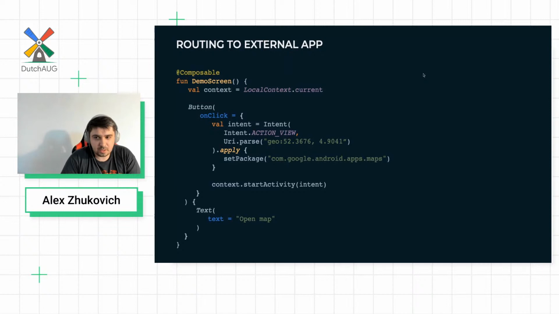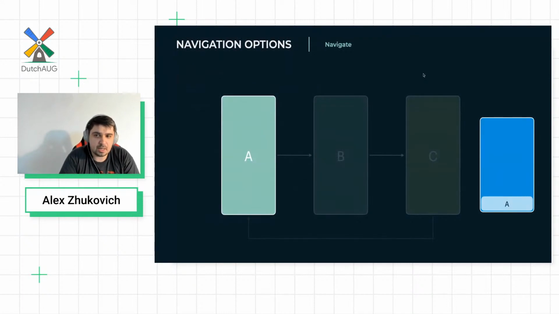The really important thing is that if you want to get the current context, you should do it inside a composable function. But if you take a look inside the onClick function, onClick is not composable. So you should do it inside the body of your function, but outside of onClick. And later on, you can use it, of course, inside the onClick function.